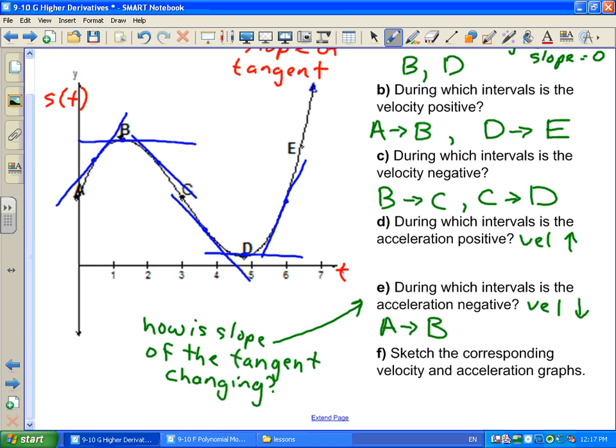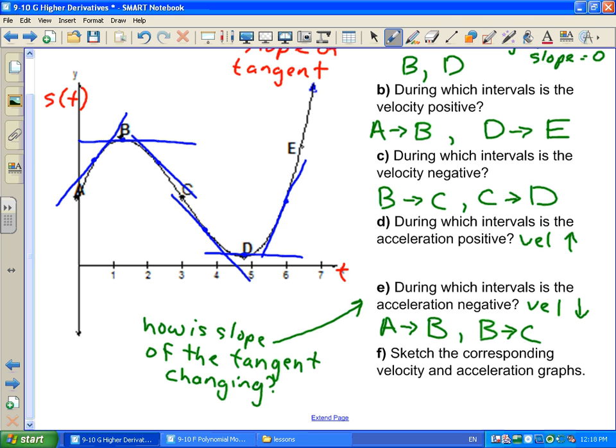If we go from B to C, we start off at 0, and now our slope is becoming negative, and it's getting more and more negative as we move from B to C. So the slope is still decreasing. It started as 0, it's getting more negative. So our velocity is still decreasing, so our acceleration is still negative as we go from B to C.